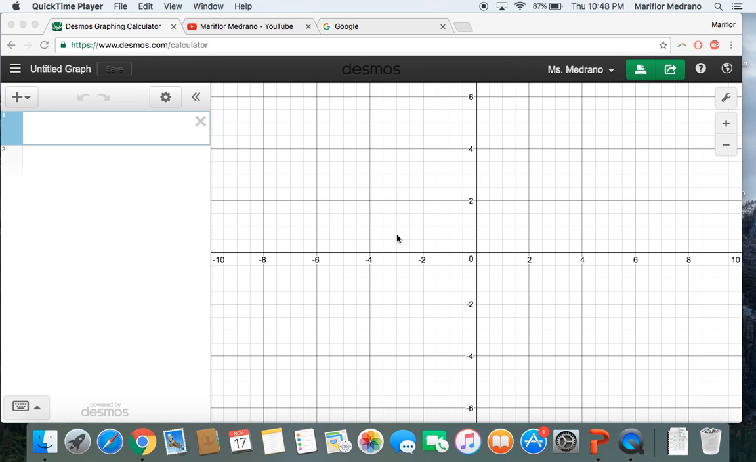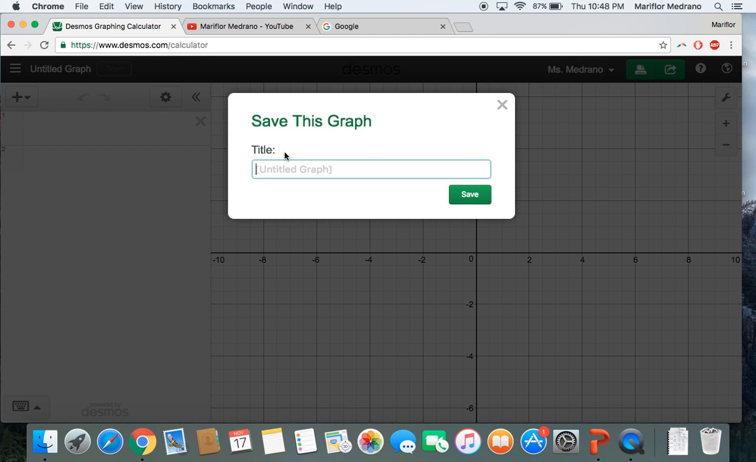Welcome back everybody. I'm going to walk you through how to make your graph so that it shows me that you really understand the systems of inequalities. So first, when we're making our graph, we're going to save our graph. We're going to title this, so this is part of the time management problem, and then title it with your last name. So my last name will be Madrono.